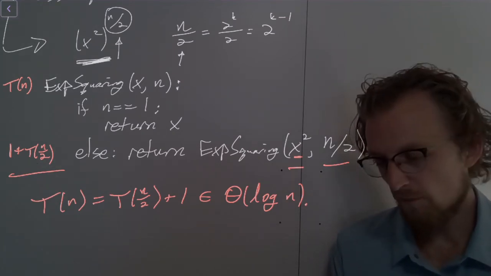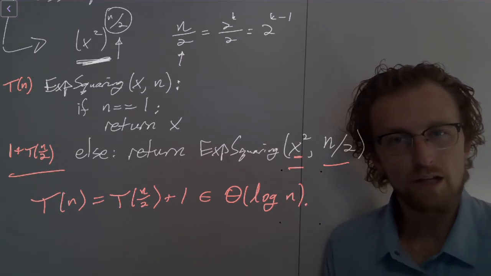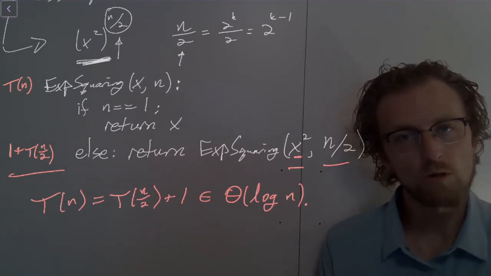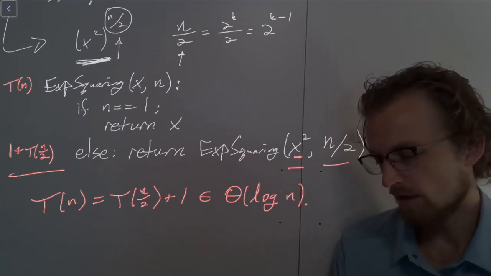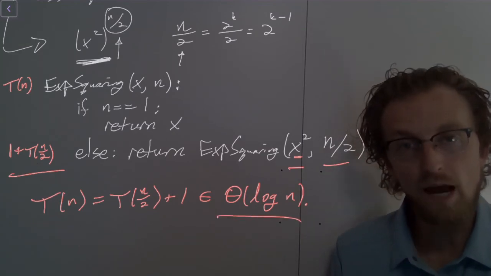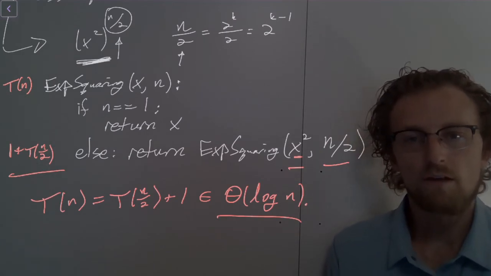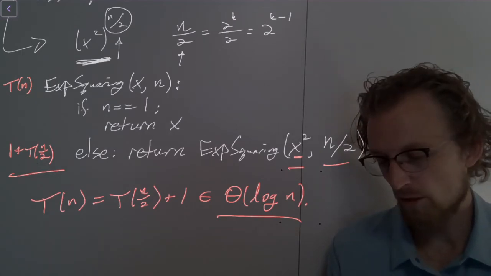So this validates our intuition that we had developed earlier, that we can exponentiate to a power of n with about log n multiplications. And now we actually have a little bit of math to back that up, right? We actually have some rigor behind our intuition.